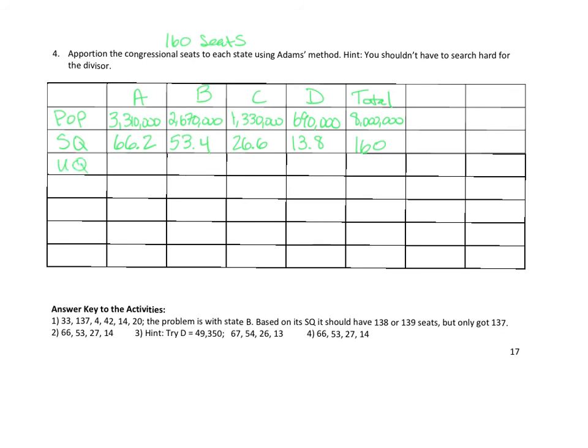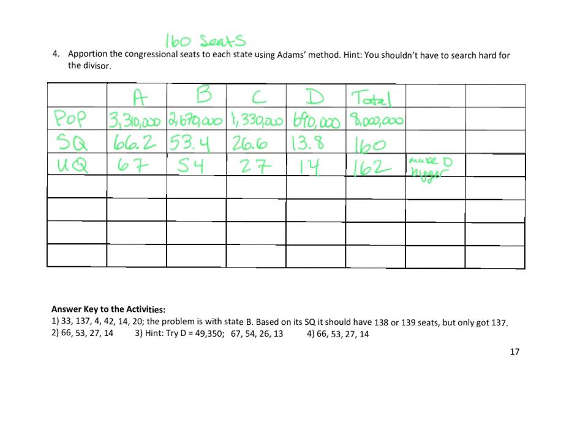We round everything up instead of down. So we have 67, 54, 27, and 14. And when we add those up, we get 162, which is too many. So we have to make D bigger. When the total is too big, make D bigger.